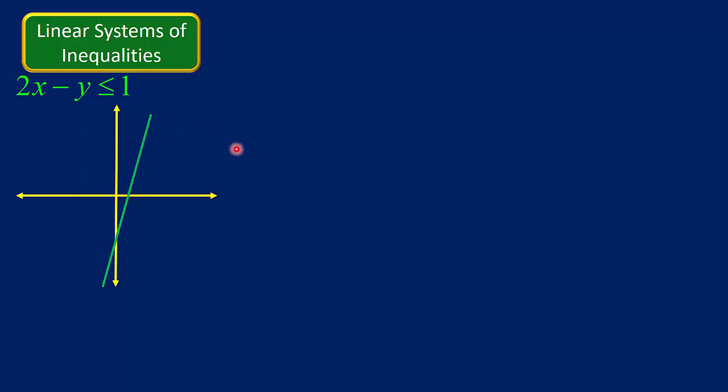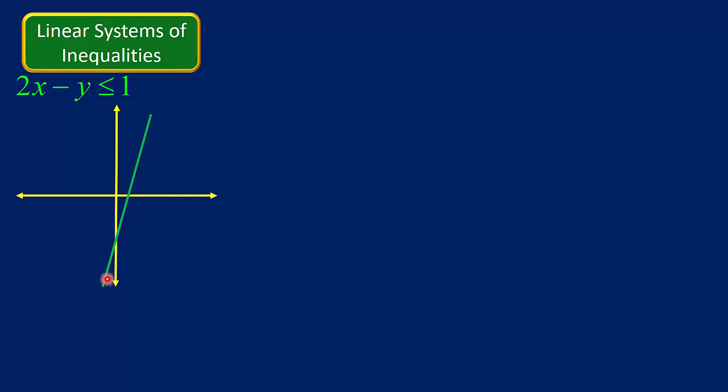Now, if we were just sketching a line, we would be done. But we're not sketching a line. We're wanting to represent a solution, a region where all the ordered pairs have this property: if you double the x and subtract the y, you get something less than or equal to 1. Well, this line represents where if you double the x and subtract the y, you get something equal to 1. So the question is, where do we shade?